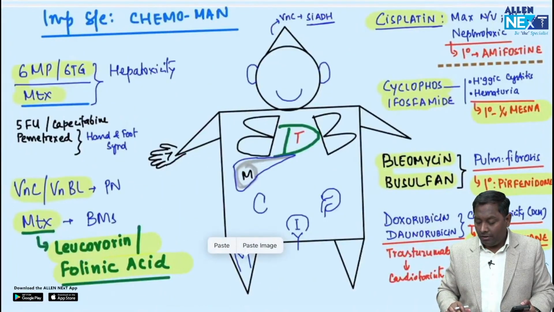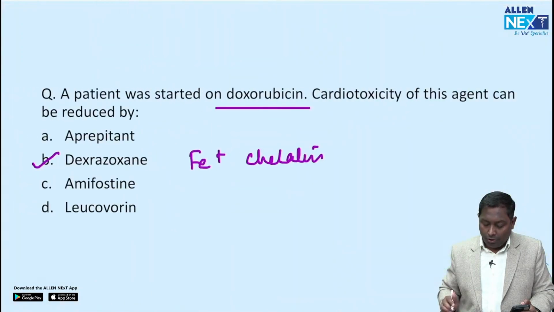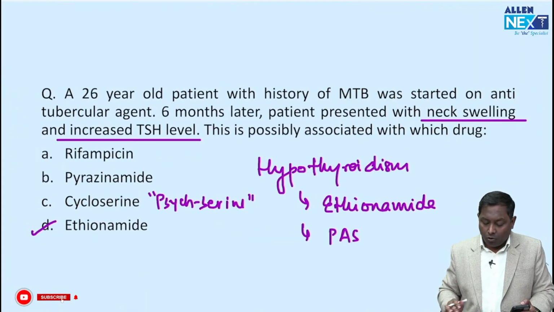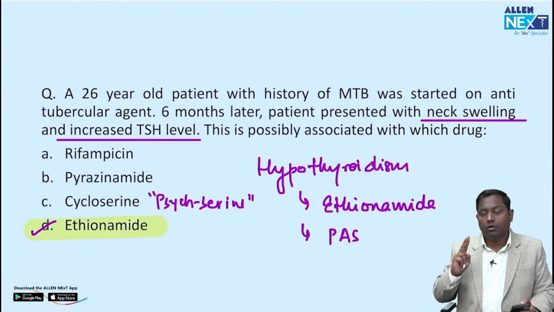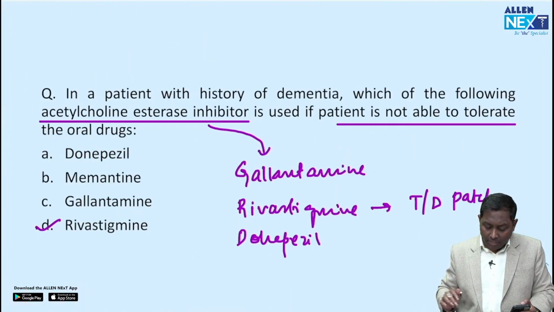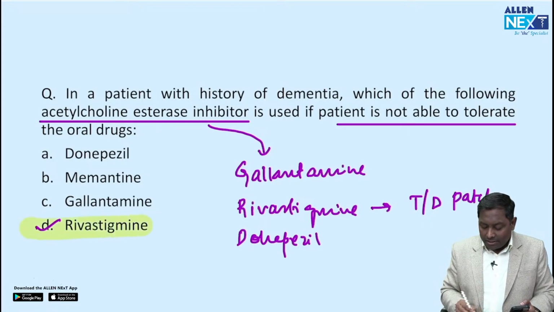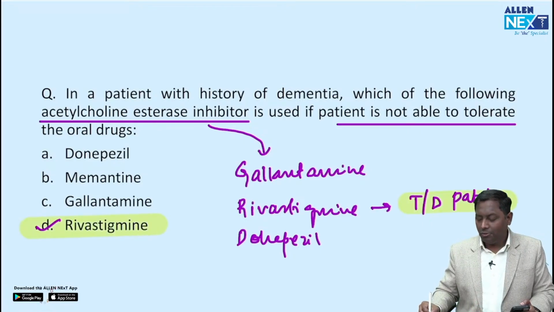About the cardiotoxic agent, if you are going to prevent the cardiotoxicity, I told you dexrazoxane, an iron chelating agent. Other options I have already explained in more detail. Ethionamide is something that will cause hypothyroidism, an anti-tubercular drug; two drugs cause hypothyroidism, ethionamide and para-aminosalicylic acid. And the first question that we are having is which of the following drugs is going to be preferred in a patient who is orally not able to tolerate the drug. Rivastigmine is available as a transdermal patch, we are going to prefer this, right?